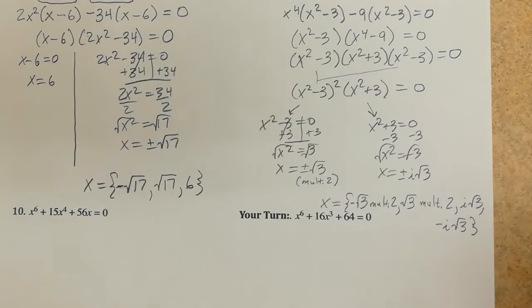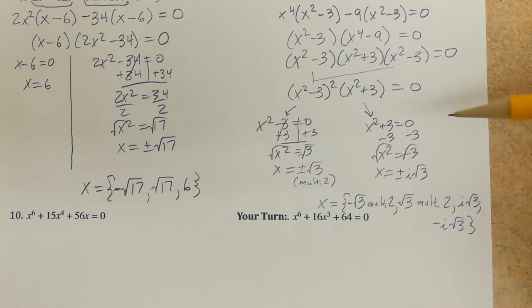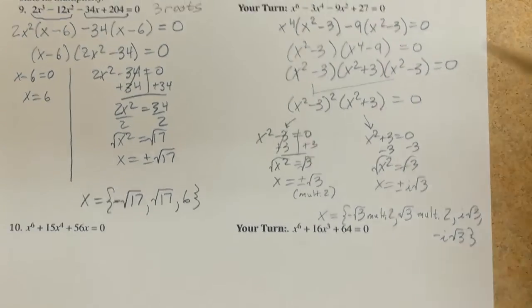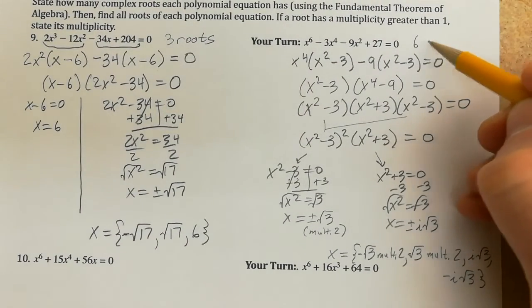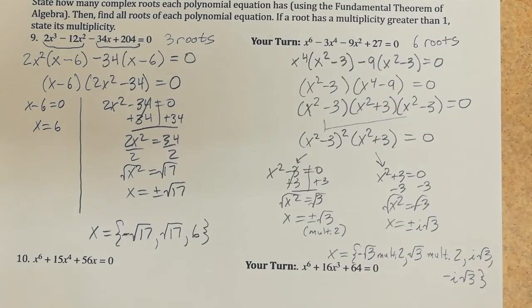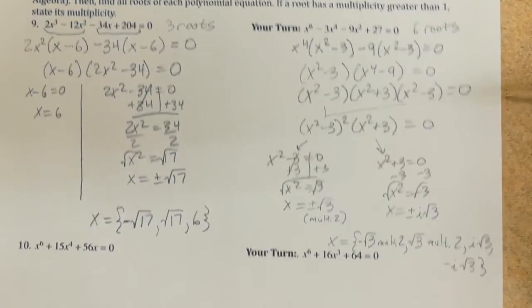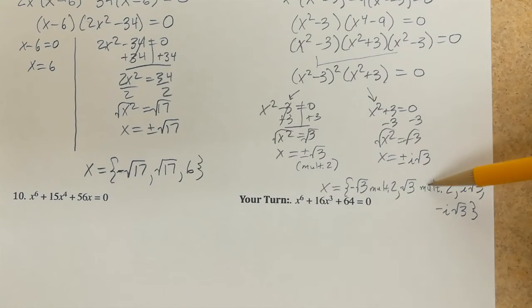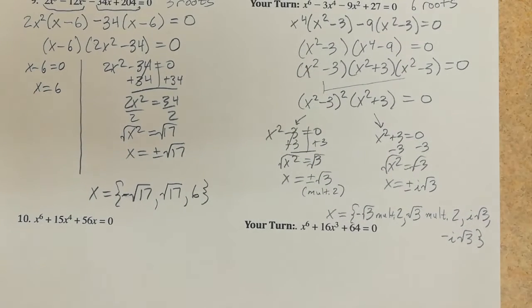Okay, here's what I got for my answer here. I forgot to write the first thing. There are a total of 6 roots, right, because of the x to the 6th. The degree is 6. And yes, I got 2, 4, 5, 6 roots.